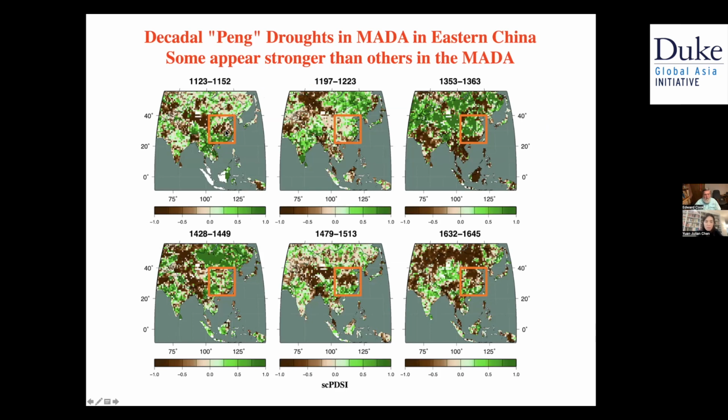There's evidence for a severe drought in 1123 to 1152. Not so much in this period right here, although down south there is some evidence of drought. Again, severe dryness down in here in 1353 to 1363. This is ill-defined. But here you see two very well indicated northern droughts in this part of eastern China. And these agree reasonably well with the work that was provided by Peng.